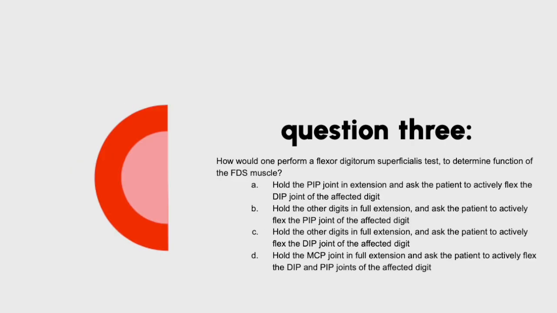Question 3, the correct answer here is B. Option A would be testing the FDP function. Option C is not really anything. And option D includes both FDS and FDP function, as well as it can be an indicator of lumbrical tightness. And the claw position is a lengthening exercise for lumbrical tightness as well.